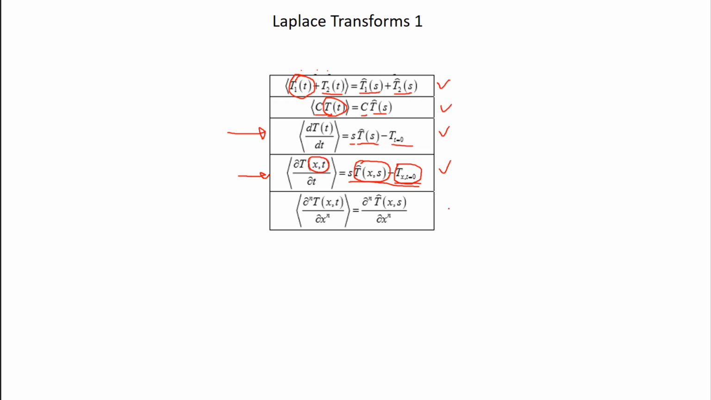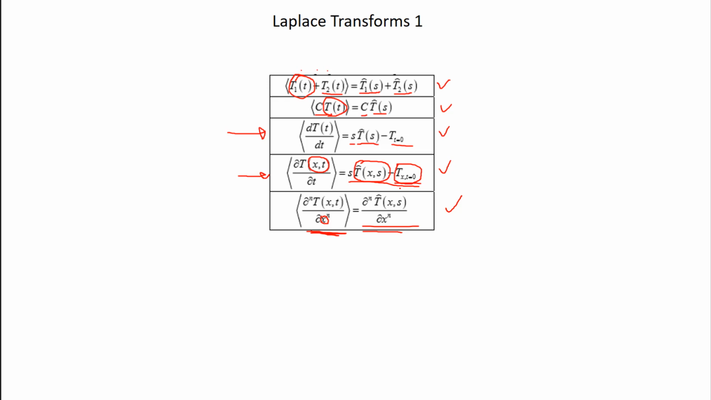And then this guy here basically says if you have a derivative in any variable other than time, it just goes to the S domain as it is, right? So if I have the second derivative of temperature with respect to x, which is what we'll get a lot in these problems, it becomes the second derivative of T hat with respect to x, right? So we're not making our problem any simpler in terms of x, only in terms of time. All right, so those are some really useful properties of the Laplace transform.